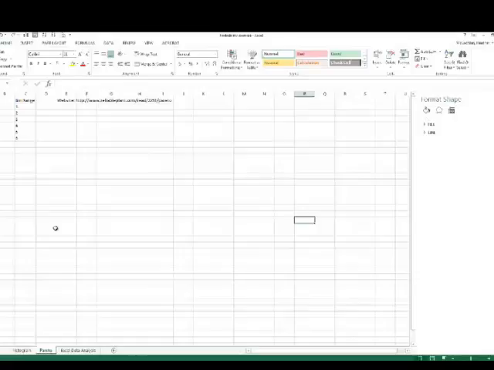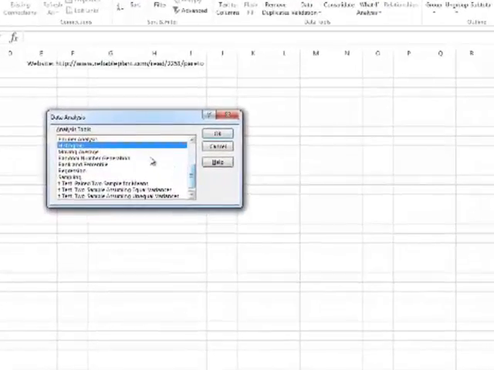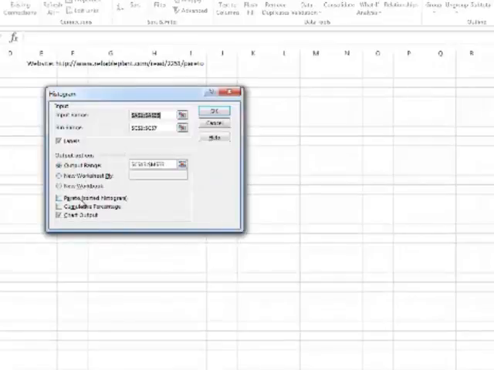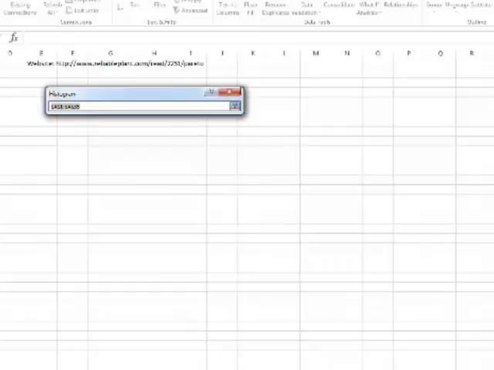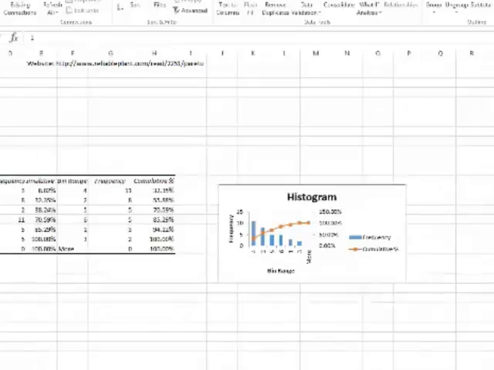A Pareto chart is a kind of bar graph that uses data to determine priorities and problem solving. We're going to go to data. Now you notice there's no Pareto in here, but when we click on histogram, there is a Pareto option. So you just have to remember that. You have to go through histogram to create the Pareto. We've got our data selected for the input, our data selected for the bin. We're going to output it to this worksheet. This time we're doing the Pareto, and we're going to do the cumulative percent. So after all that's selected, we have our bin range, the frequency, and the cumulative percent.